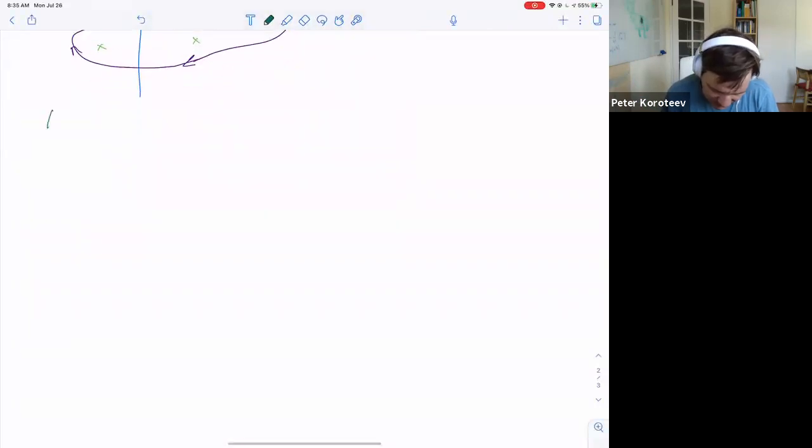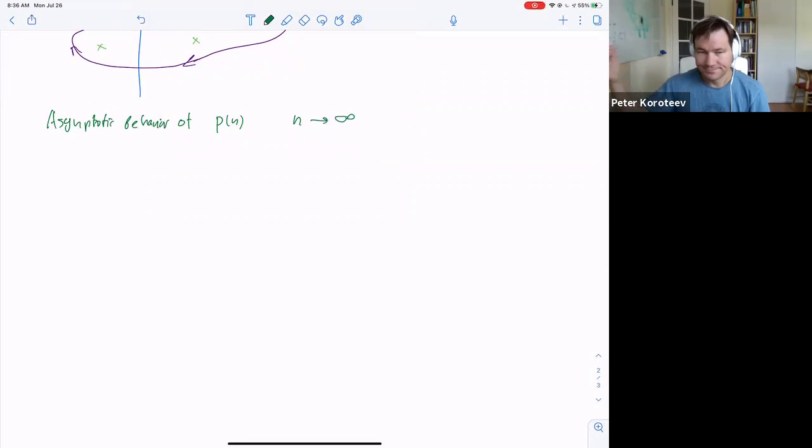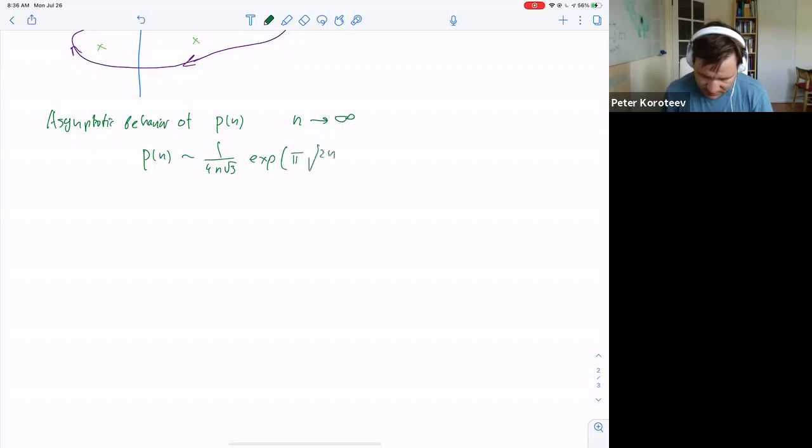So first let me formulate the asymptotic behavior of P of n. In other words, how does P of n look when n is large? Is there a simpler or approximate formula that gives you the answer with some precision? Let me write the formula first. It turns out that it's very interesting. P of n is about 1 over 4n square root 3 times exponential of pi times square root of 2n over 3, as n goes to infinity.